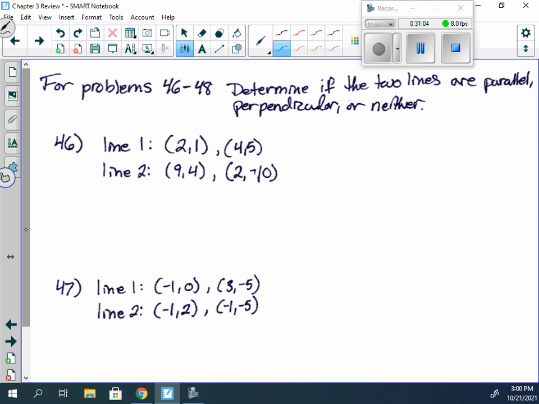We have 2 things left, and this is one of them. We want to determine if the 2 lines are parallel, perpendicular, or neither. y2 minus y1 over x2 minus x1. So it might be good to have the slope formula in your review sheet to reference back to tomorrow.